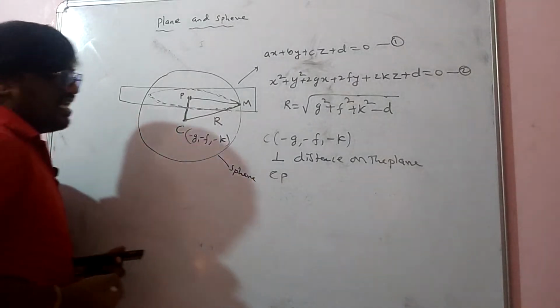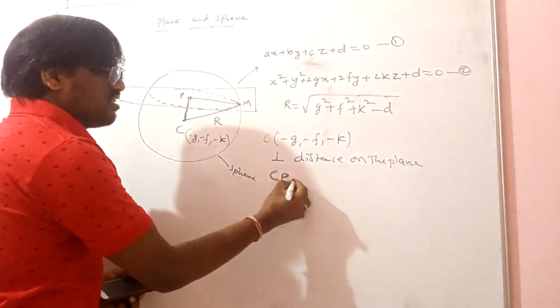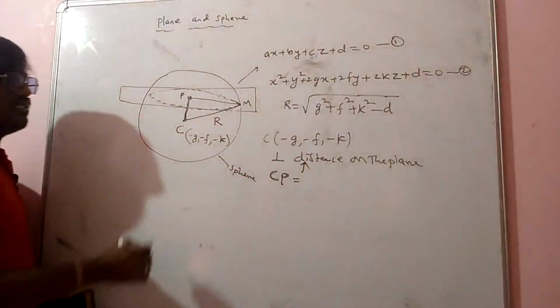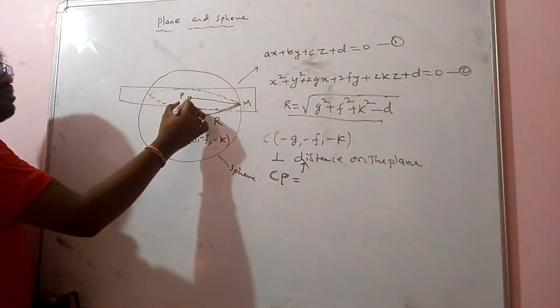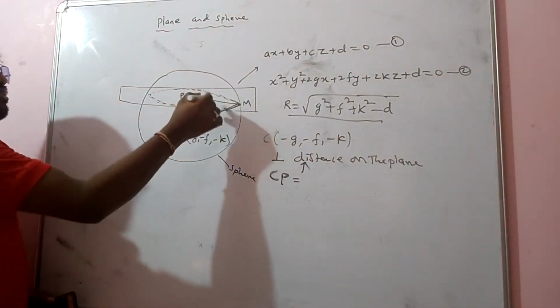So if I am getting the length of CP, how am I going to get the length of CP? Using the perpendicular distance. And the radius, how am I going to get it? Using the sphere. Then you can use the Pythagoras theorem.